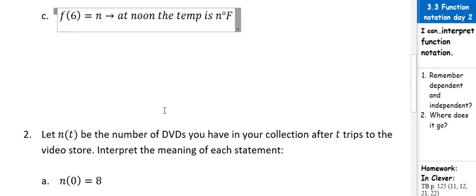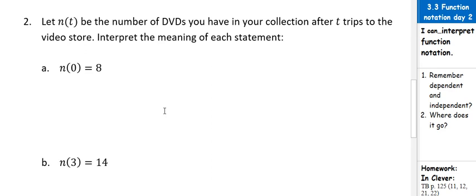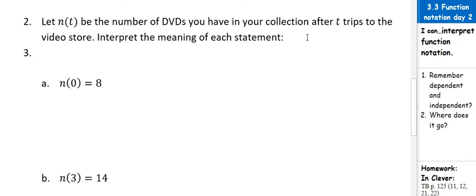Okay, let's get to another idea. This one says, let n of t be the number of DVDs you have in your collection after t trips to the video store. Interpret the meaning of each statement. N of t. So now that's our f, so we're changing it up. This is not related to the n that we just did.